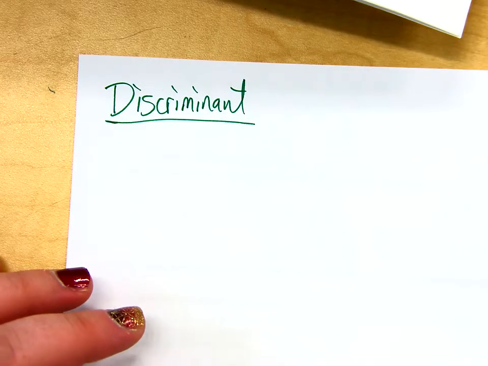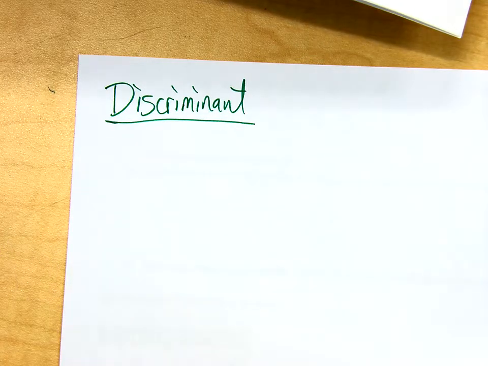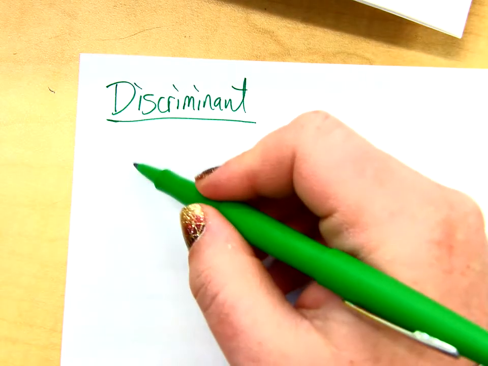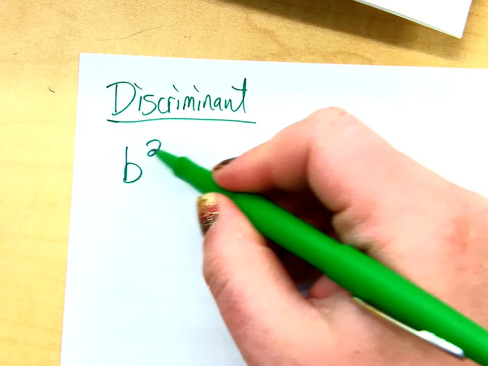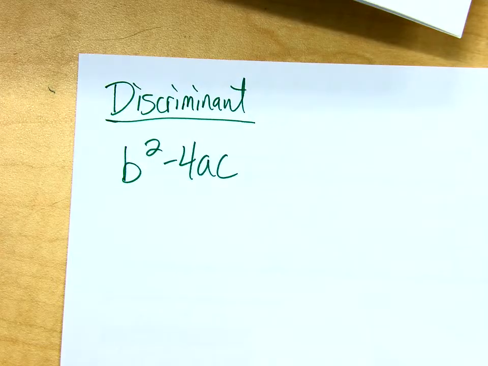So today we're looking at the discriminant. What the heck is it? What do you do with it? Oh boy. Alright. So the discriminant is simply the answer to this problem. Well, this expression here: b squared minus 4ac.